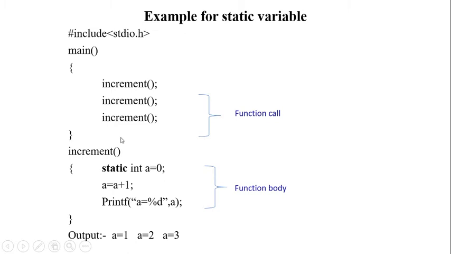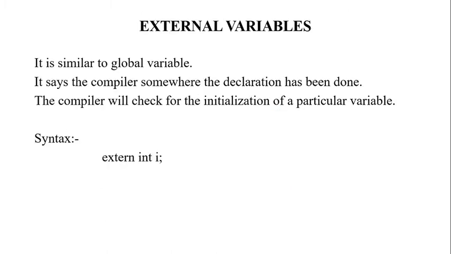So in the case of a static variable, what we have seen is that the initialization happens only one time throughout the entire program. After that, the previous value will be maintained till the end of the program. That is static variable. Then next is external variable.